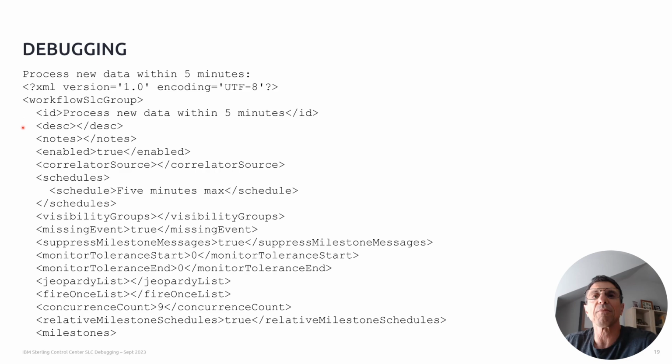Here's my name, it shows it is enabled, which it needs to be to work. Here's all the schedules associated with it. I just have one, the 5 minutes max. I have no DVGs. I definitely needed to have missing events set to true, or the missing events, the did not occur events, would not be generated, so watch for that. I suppressed milestone messages, which I advise everyone do. I have the monitor start and end tolerances set to 0, which if you can do that, you should. I have the concurrence count set to 9, and this part doesn't matter because I'm suppressing milestone messages, so that setting doesn't even matter.